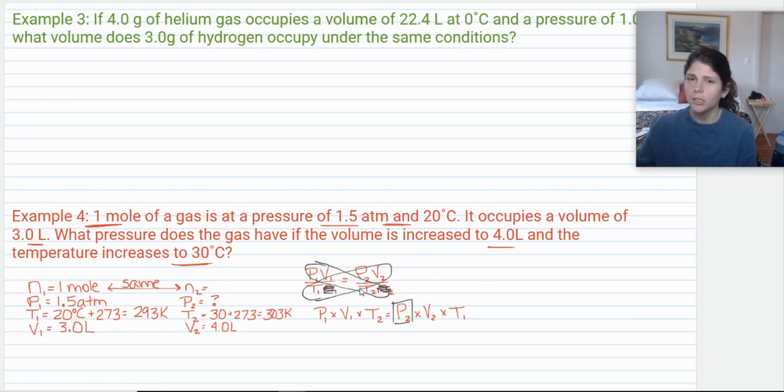This was a little bit harder, but I just need to move V2 and T1 over. And since they're all hooked up by multiplication, I'm just going to divide both sides by V2 times T1. That means my V2 cancels on this side and my T1 cancels on this side. And I can algebraically isolate for P2.